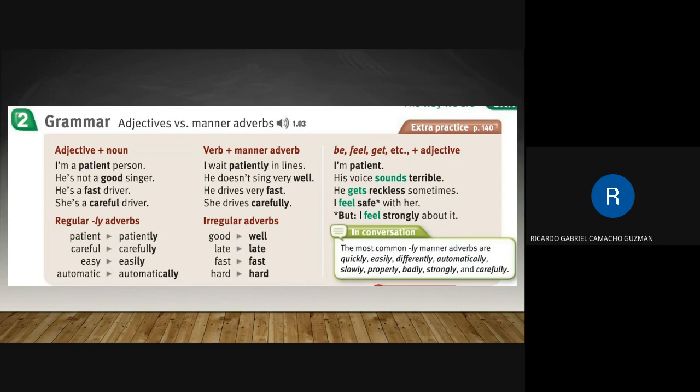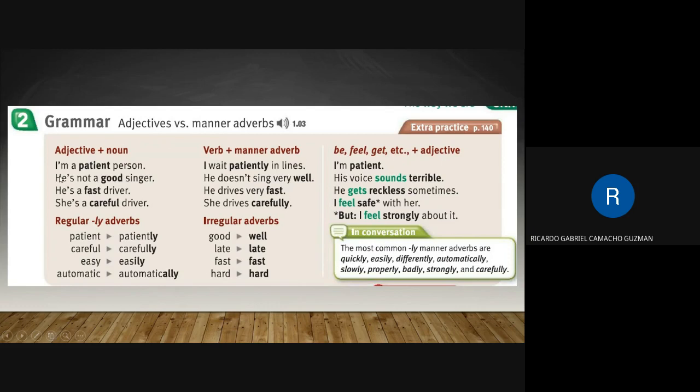Entonces, ¿qué es lo que sucede con esto? La mayor parte de los adjetivos van a tener esta ly al final y se van a convertir en adverbios. Esto sucede con la mayor parte de los adjetivos, no con todos, porque hay algunos que son irregulares. Entonces, ¿qué es lo que sucede con los irregulares? Al igual que con los verbos irregulares, se tienen que aprender de memoria.